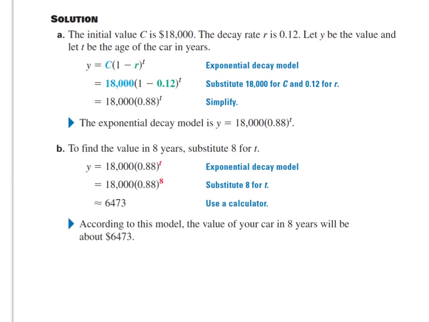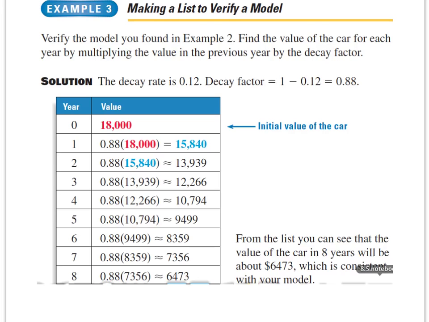So the decay model you should have gotten is this, your 18,000 times the 0.88 to the t power, and then after 8 years you should have gotten about $6,473. That's what your car would be worth in 8 years if you started with 18,000. If you did this the long way on the calculator, the way we did that investment before, you'd see this kind of a thing and still get the same answer, of course, a little more time consuming.